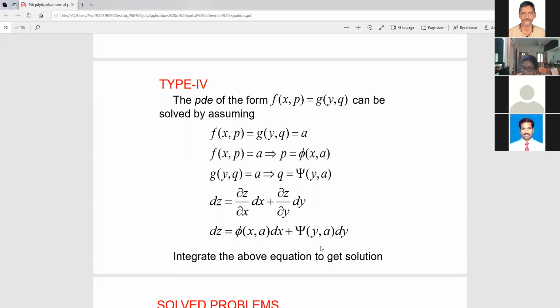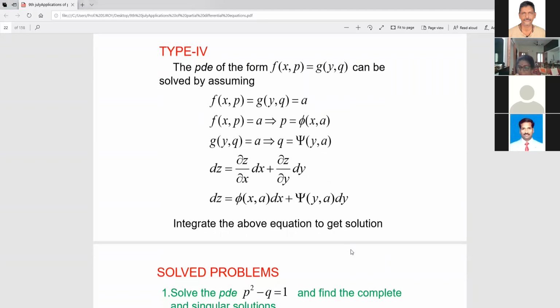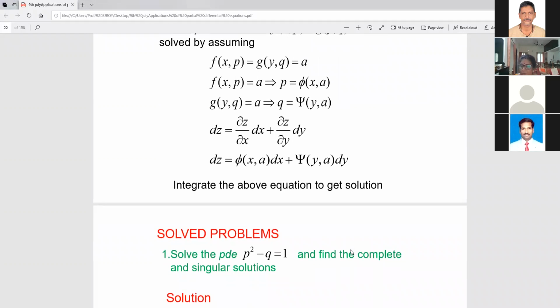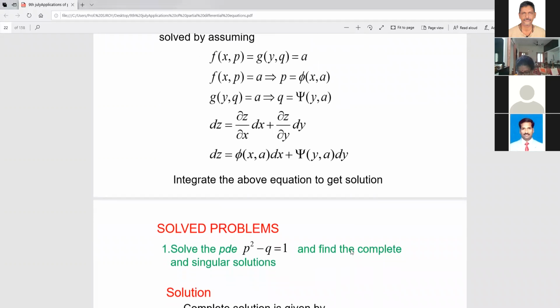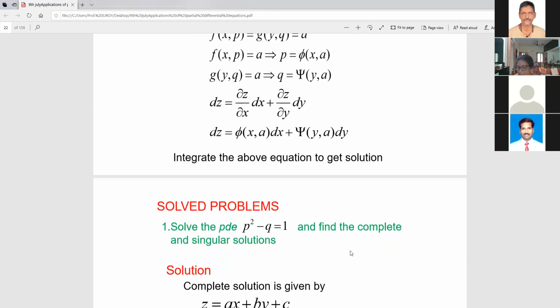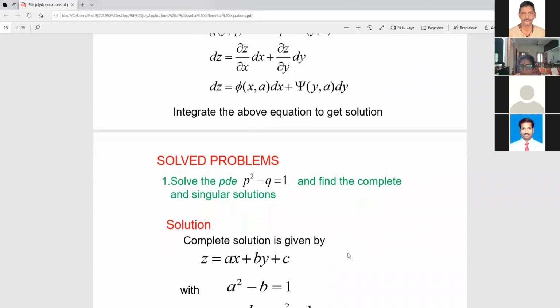So that's the reason we are able to get the solution. So that is the basic idea. For all these things, the origin is Charpit's. Of course, Lagrange's is also a subcase of Charpit's equation. Lagrange's is also a very interesting equation, so we'll be seeing that later.